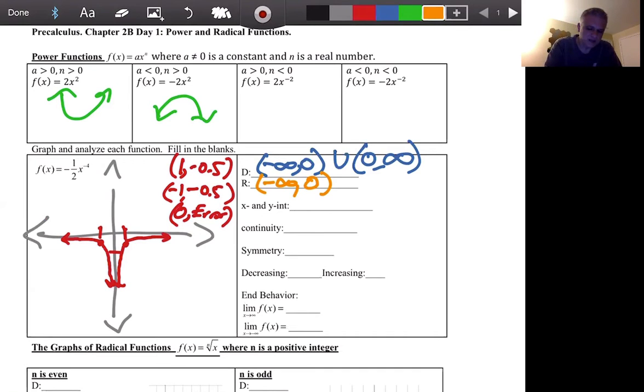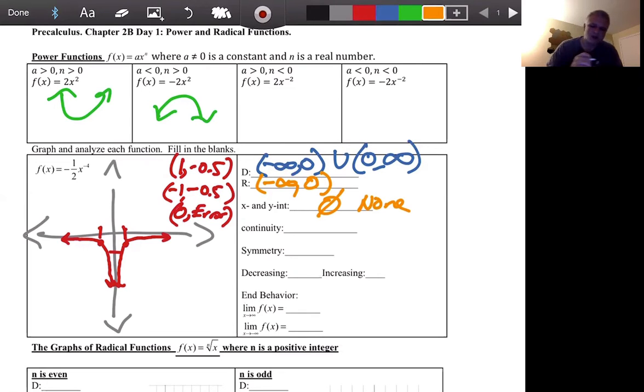X and y intercepts. Well, we said that it never touches the y-axis because x is never 0. So there is no y-intercept. And we said it never has y equals 0 either, so there is no x-intercept. So there are none. We can say empty set for none of them, or we can just write there are none. There aren't any x-intercepts. There are no y-intercepts.